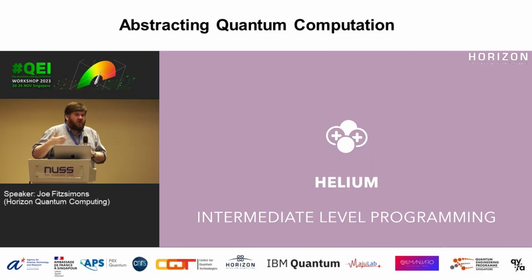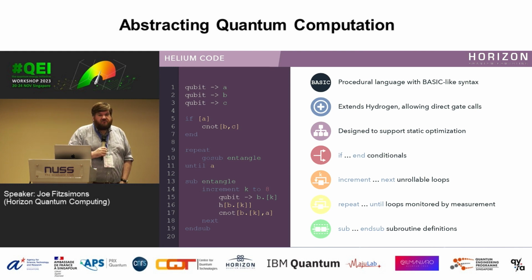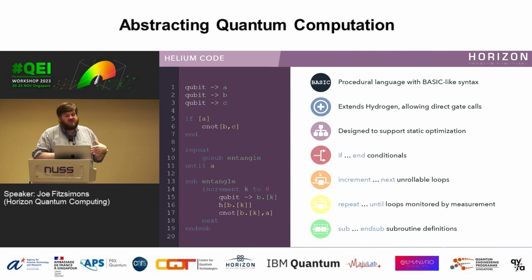The next level up from this we call Helium, and this is the one that we actually expect people to program more in. This is basically like BASIC. It has exactly the same flow control as BASIC and exactly the same gate level operations as Hydrogen. So we have if statements. They can be controlled on classical values or they can be controlled on qubits.